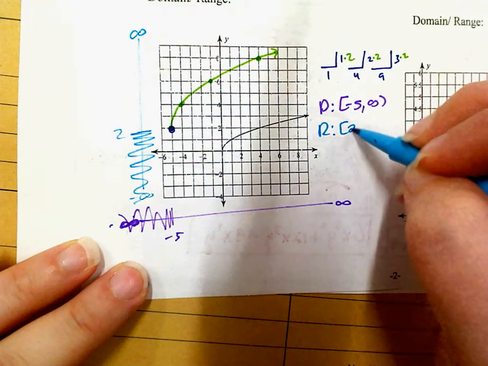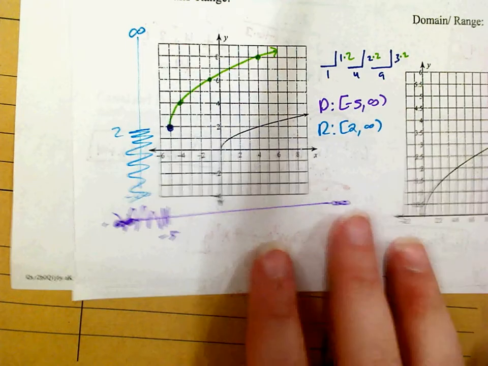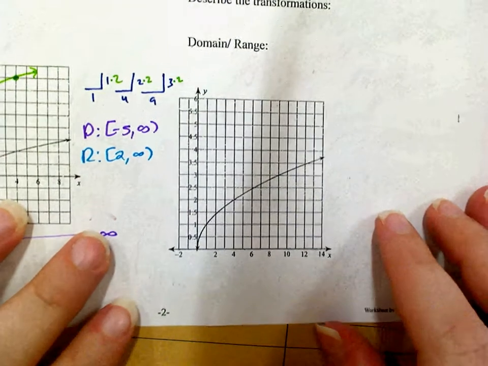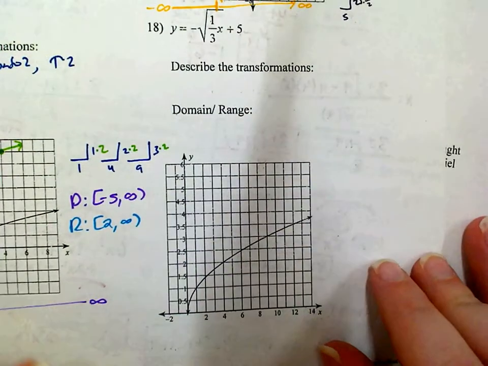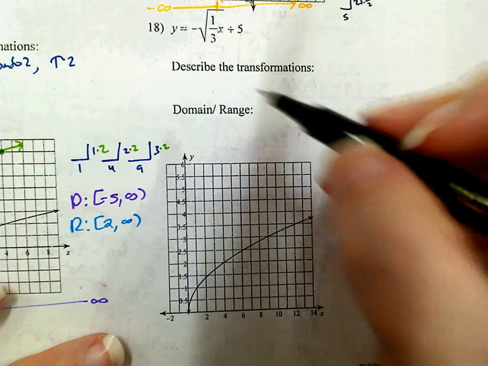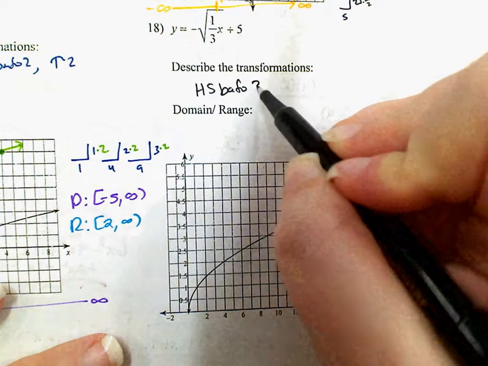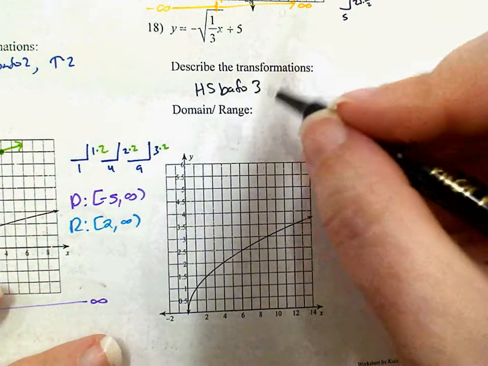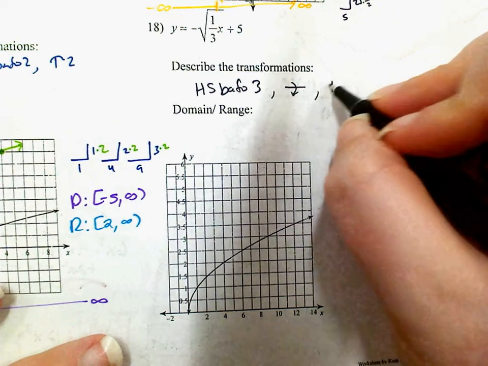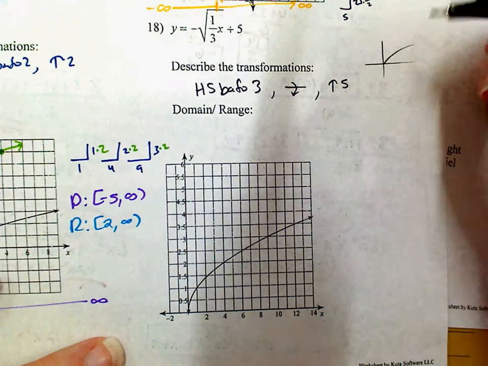Okay. Now on number 18, I've got negative the square root of 1/3 x, and then plus 5. So the 1/3 on the inside is a horizontal stretch by a factor of 3, because you have to flip the fraction on the inside. And the negative on the outside is a reflection over the x-axis, and then plus 5 means I'm going to go up 5. So if I take my regular radical, I horizontally stretch it by a factor of 3, it's going to be a lot longer. I flip it over, it's going to do this, and then I go up 5.